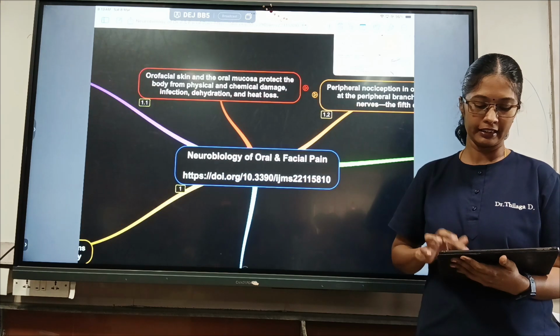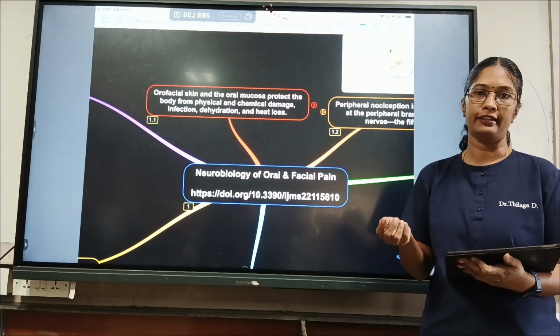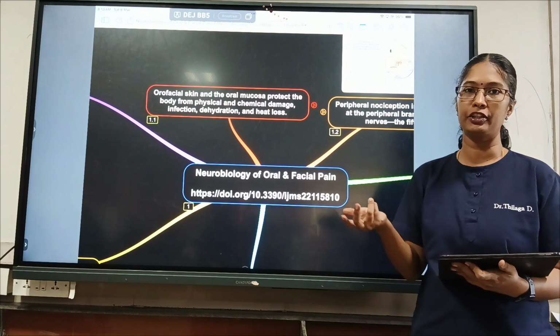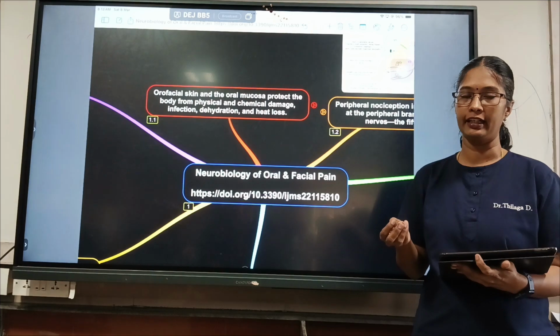So when we compare oral mucosa and the skin, what is the difference? The skin has hair follicles and sebaceous glands, whereas oral mucosa has taste buds and minor salivary glands.